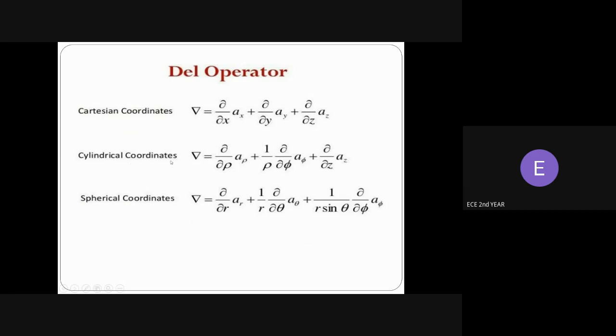And similarly for cylindrical coordinates, the formula is del equals ∂/∂ρ aρ plus 1/ρ ∂/∂φ aφ plus ∂/∂z az. And for spherical coordinates, del equals ∂/∂r ar plus 1/r ∂/∂θ aθ plus 1/(r sin θ) ∂/∂φ aφ. So if they ask you to find the value of del for each coordinate system, you have to use this particular formula. Del is an operator.